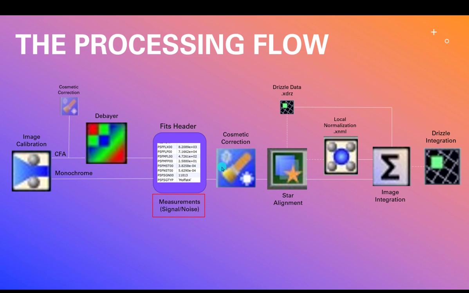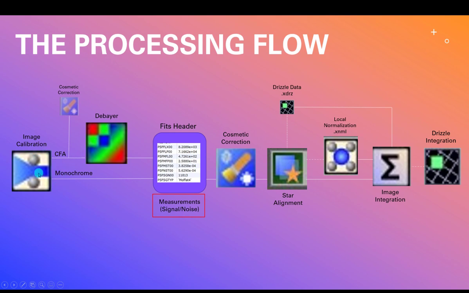So this chart, I think, illustrates the processing flow that we typically take initially for our images. And this applies whether you're doing it manually or whether you're using a pipeline like WBPP. So you do image calibration. If you have a color sensor with a CFA, a color filter array on it, then you have to do the cosmetic correction followed by the debayering.